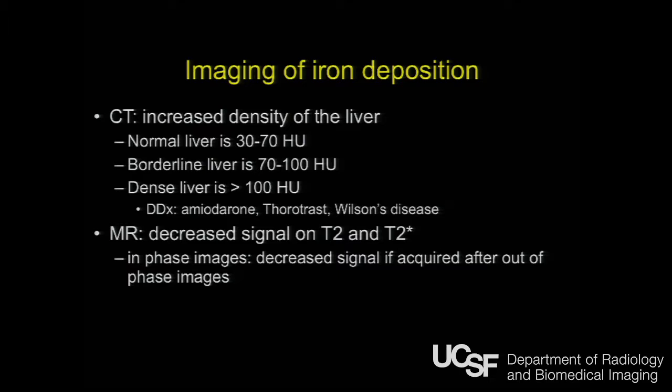On MR, it's slightly different. We actually have decreased signal intensity on T2 and T2 star weighted imaging, right? So the iron causes, in essence, field inhomogeneity, and so we have signal loss as you go out in your echo time, okay? So we have decreased T2 and T2 star signal intensity, and so that's going to be really important because on in and out of phase imaging, the opposite is going to happen as to what you see in fat, and I'll go over that in some detail.